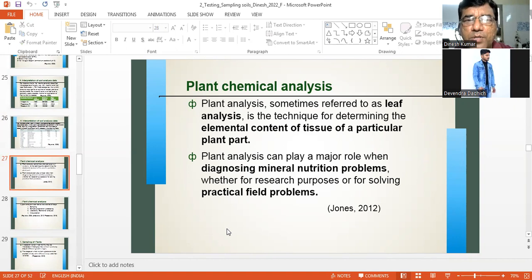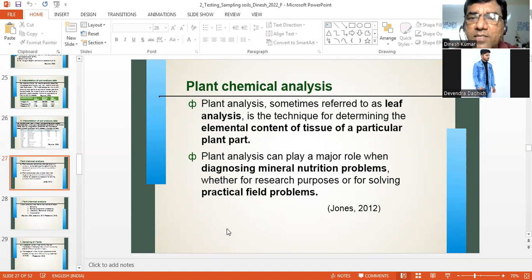Now we go to the plant chemical analysis. Many times plant chemical analysis is required. We discussed in the soil fertility evaluation why plant chemical analysis is required, and particularly quantitative analysis, where we calculate the quantity of nutrient on percentage basis or in other units.